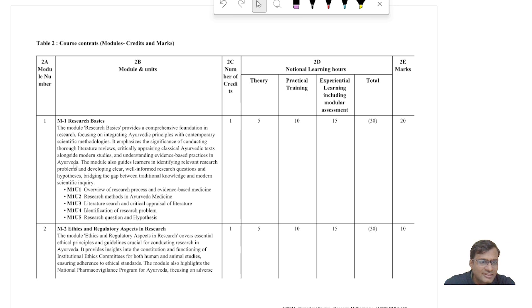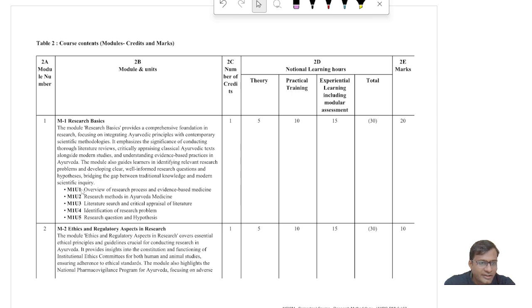Further, this module is divided into units. In unit 1 you will study the overview of the research process and evidence-based medicine, and in unit 2 you will study the research methods in Ayurveda medicine. Like that the entire module is divided into units, and you will study the entire research basics in module 1. If you cover all the topics under these 5 units, you will complete the one module.